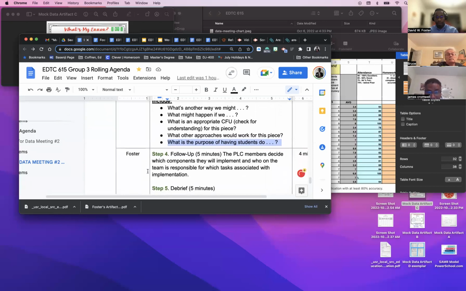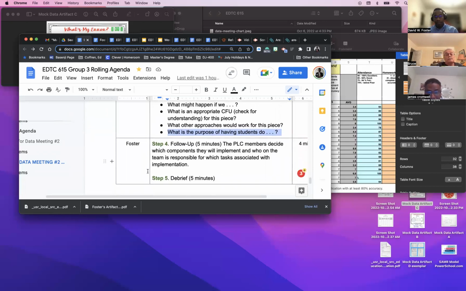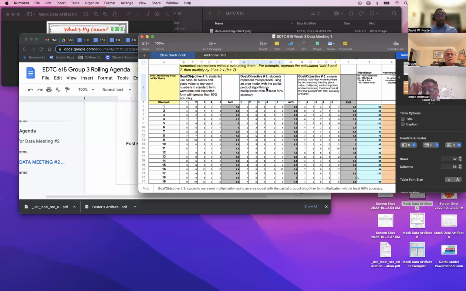All right. Step 4, because we're coming up on time. Step 4 is the follow-up. PLC members decide which components they will implement and who on the team is responsible for which tasks associated with implementation. Implementation where and with who? Okay, yeah, that's what I was getting ready to ask. Remember that this is hypothetical, because after this we have to create an action plan. All right, so just keep that in mind.